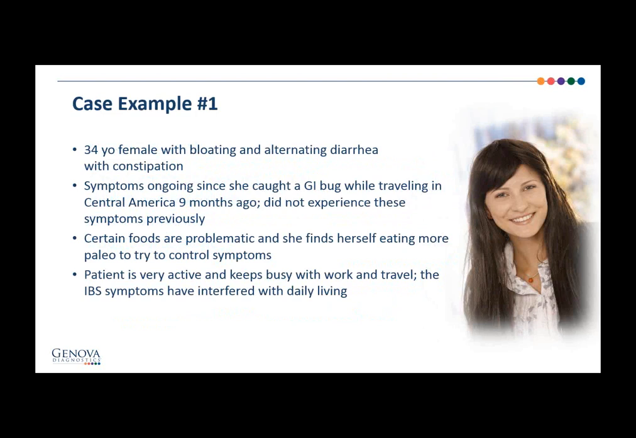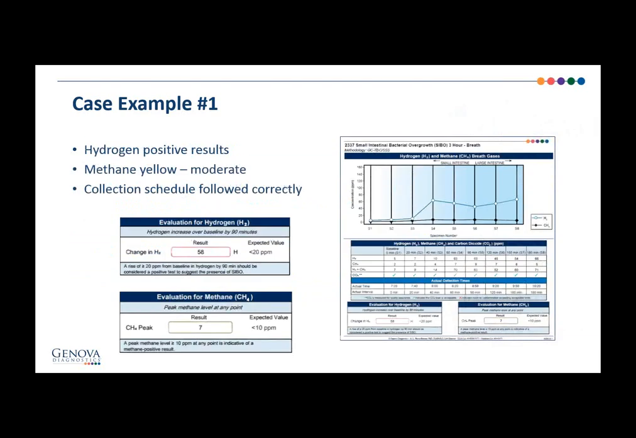This first case is a 34-year-old female. She presented with bloating and alternating diarrhea and constipation. These symptoms have been ongoing since she caught a GI bug while traveling in Central America 9 months ago. She had never experienced these types of symptoms prior to that. She does find certain foods problematic, and she eats more of a paleo diet to try to control symptoms. A paleo diet's more of a low-carb diet. The patient is very active, keeps busy with work and travel, but the IBS symptoms have interfered with daily living. And these are her results.